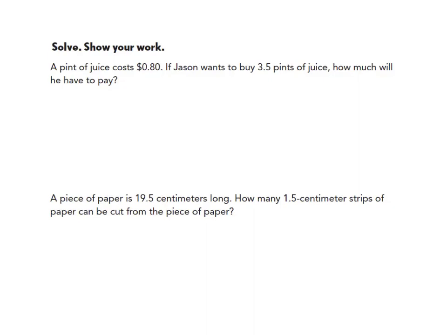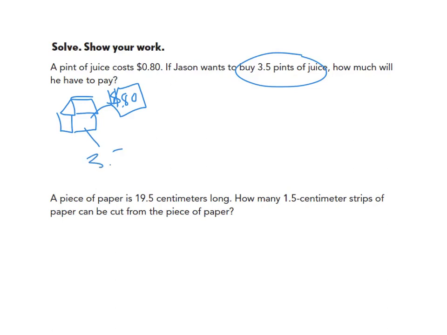When working with word problems with multiplication, division, dealing with decimals and fractions, usually it's helpful to picture it first, see what this is going to look like. So for the first one, it says a pint of juice costs 80 cents. That means a single pint of juice has a price tag of 80 cents, or 0.80. Make sure I get my point in there. 0.80 for each one. But they want 3.5. So they want this 3.5 times.